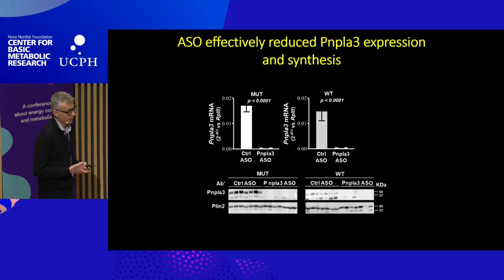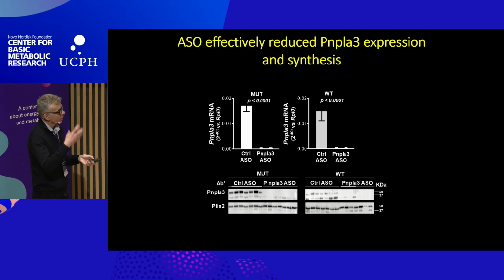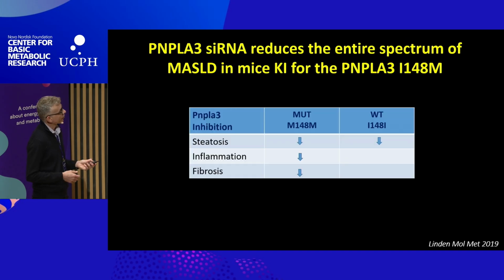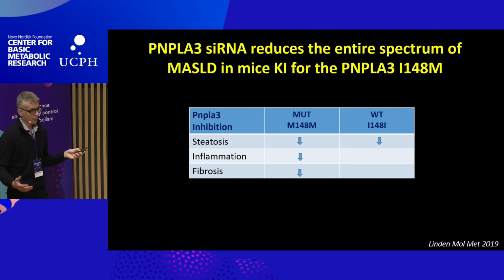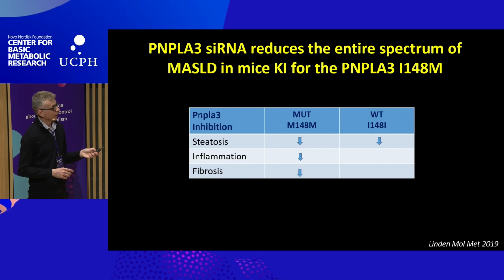This is lipid droplet purification. This is the only way to see it. You need to concentrate it by extracting only lipid droplets from the liver. The fascinating thing was that the model was correct, and we saw that in the mutant mouse, there was a reduction in steatosis, in liver inflammation, and liver fibrosis. While in the wild-type mouse model, the effect was blunted and only present for steatosis.